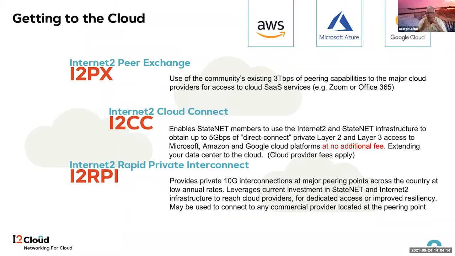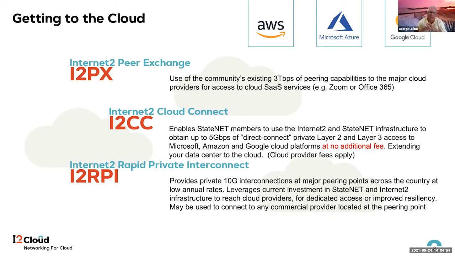You'd also use this connectivity if you were using S3 on Amazon, or if you're using a VLAN as your way to get to some of the direct connect solutions that we'll be talking about later. So I2PX is available to all Internet2 members, all downstream members of our state and regional networks, and it is no additional fees. It's part of being part of the Internet2 community, and it's access for anybody that wants that connectivity.